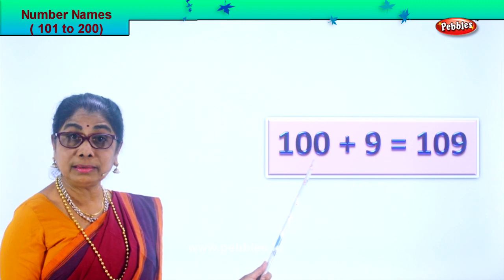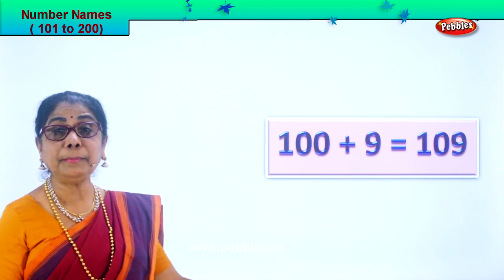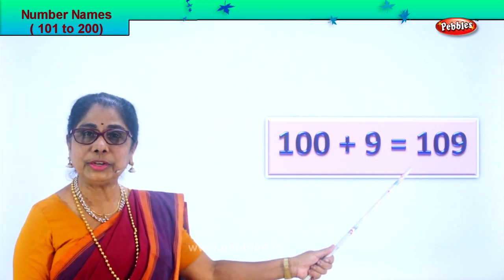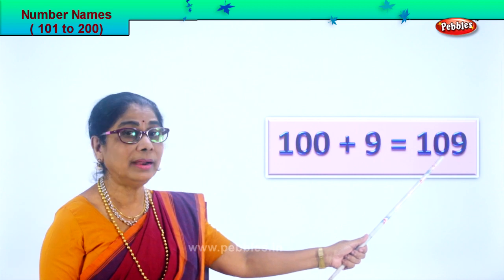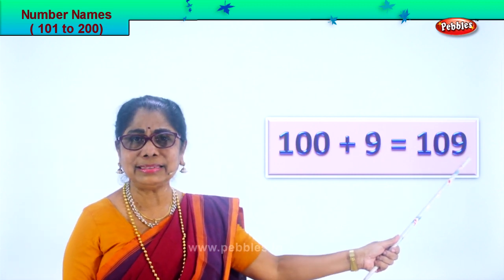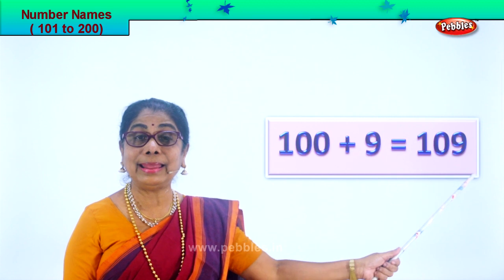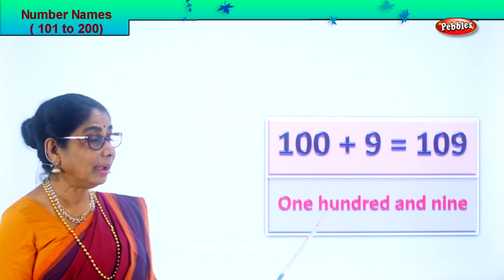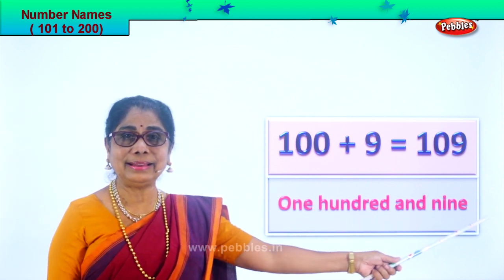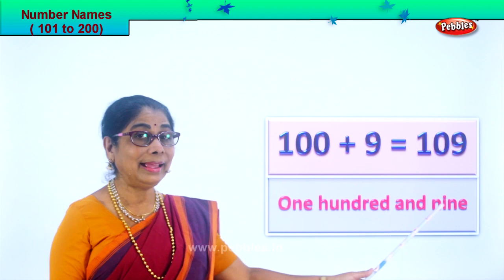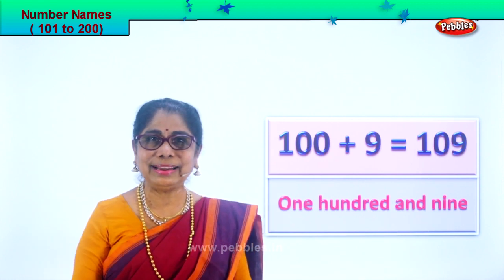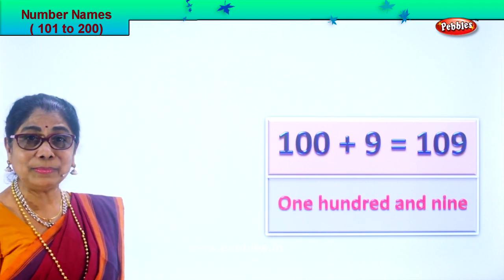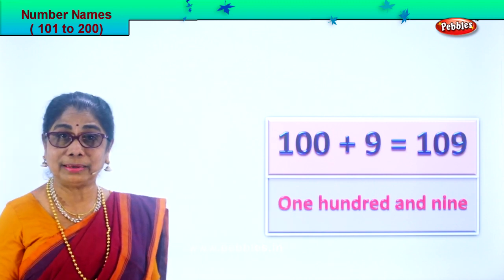You have 100 here plus 9 more. 100 plus 9 equal to 109. Read this. 109. That's a number. Now its name. 109. Are you enjoying learning to form the number and its name? Reading its name. Let's take the next number.